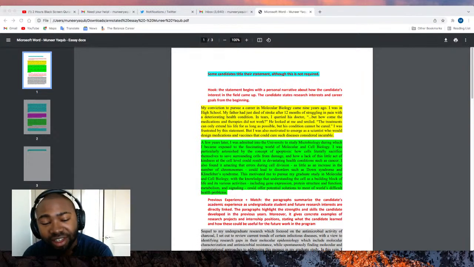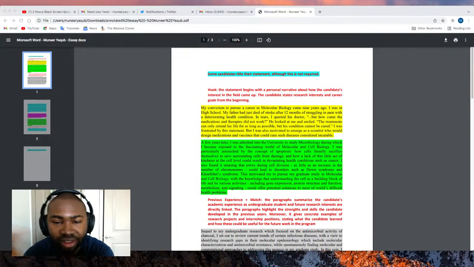A few years later, that's the second paragraph, I was admitted into the university to study microbiology, during which I became exposed to the fascinating world of molecular and cell biology. That's it. So I started and completed my story. So the story I used was okay.